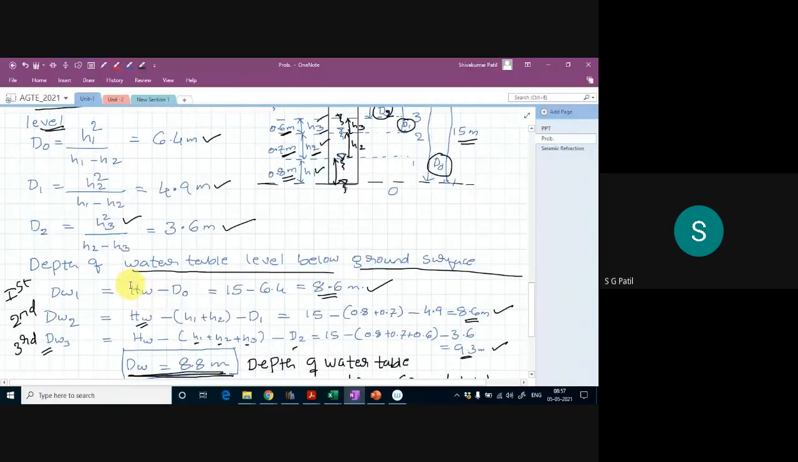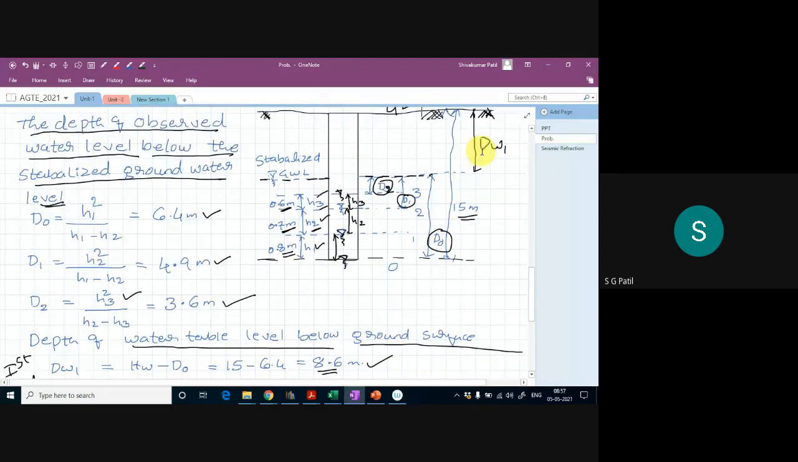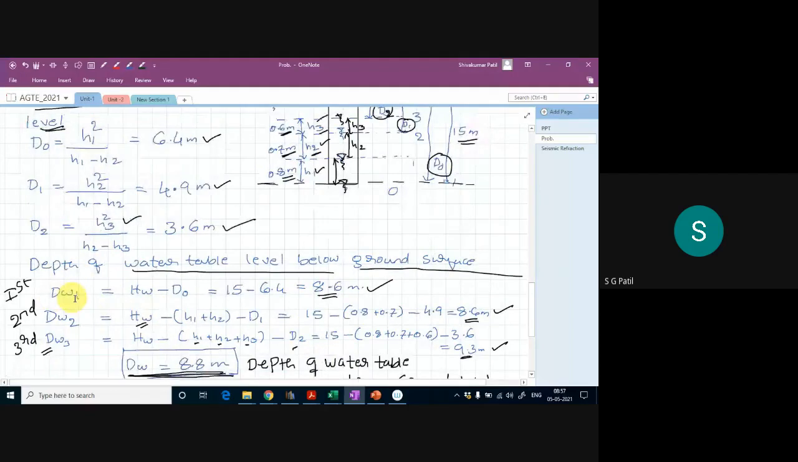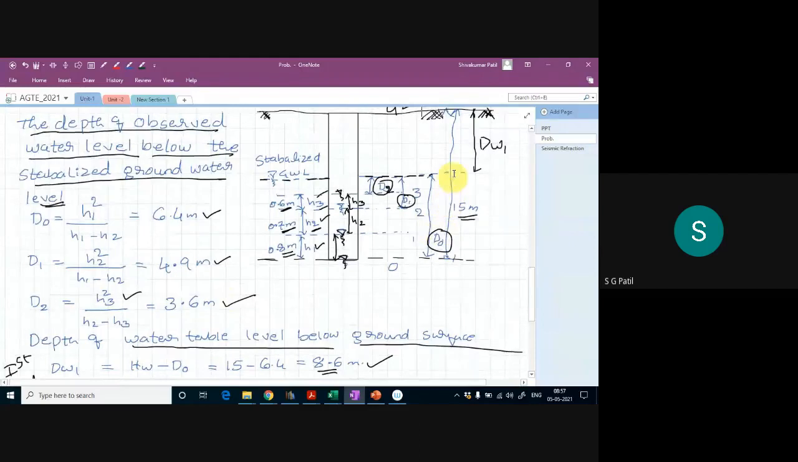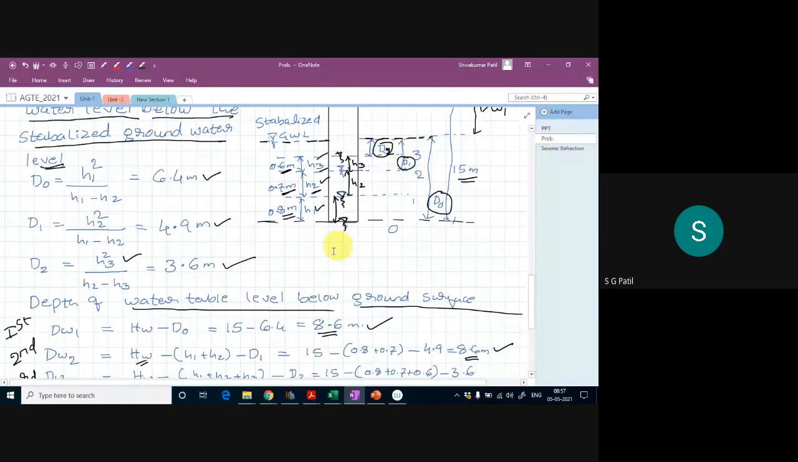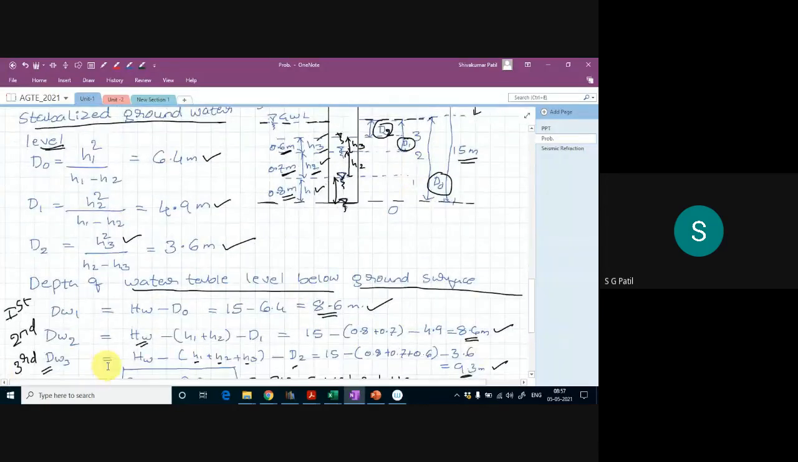HW is the depth of water table on the day of bailing out the water. That was 15 meter. 15 meter minus D0 will give me DW1. Now, second observation, that is DW2. DW2 is equal to HW minus, on the first day, this parameter H1 plus H2, minus that D1, will give me DW2.